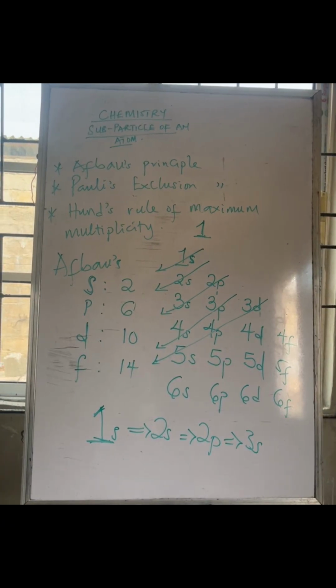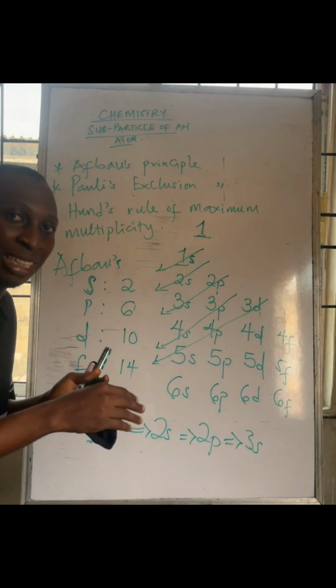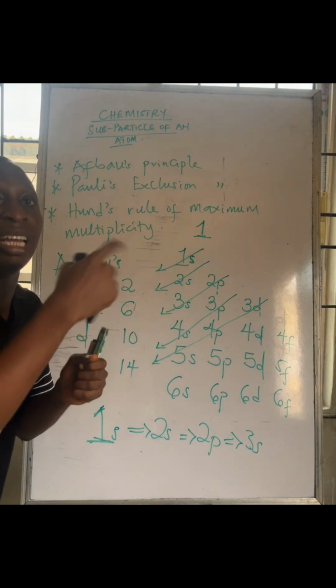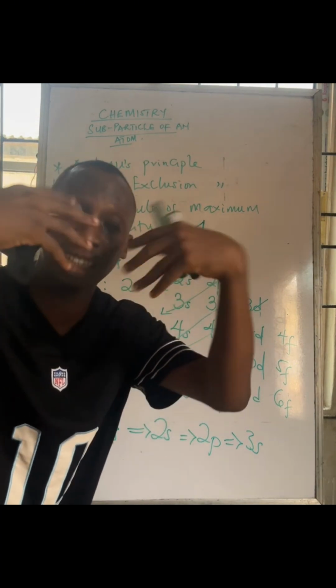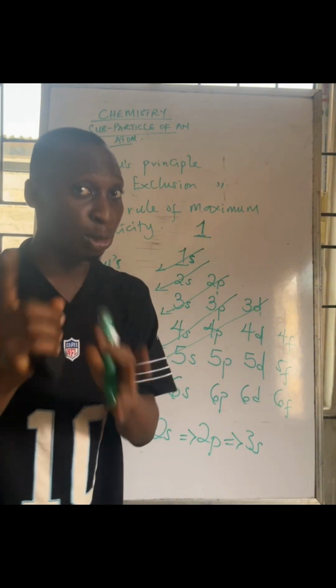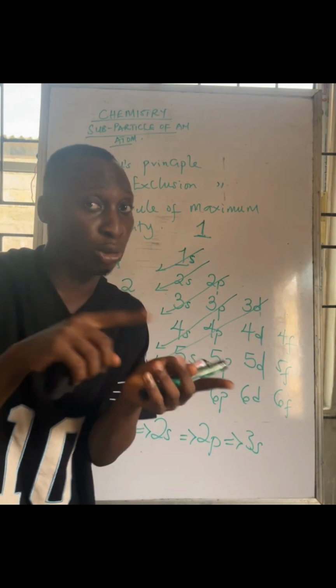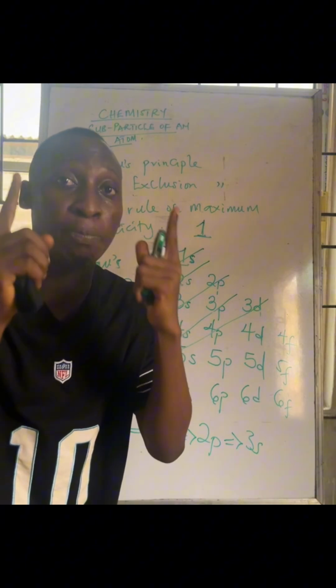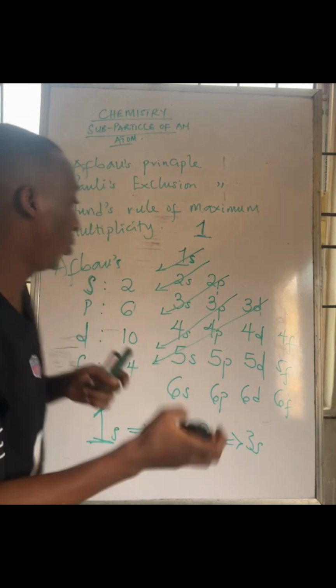Now, let me take for example, let's say I want to write... the idea of Aufbau's principle can be used to write electronic configuration of elements. So that means if I want to write an electronic configuration for a specific element, all I need is Aufbau's principle. Let's go.